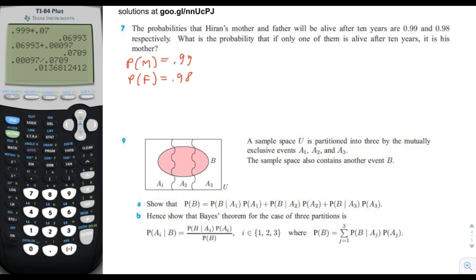So, probability that the mother is alive, given that either the father is alive and the mother is not, or the father is not and the mother is. Okay, so let's draw a probability tree for this. So first, mother alive, mother not alive, father alive, father not alive.